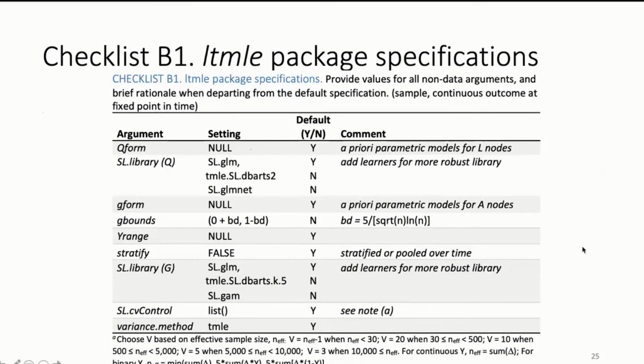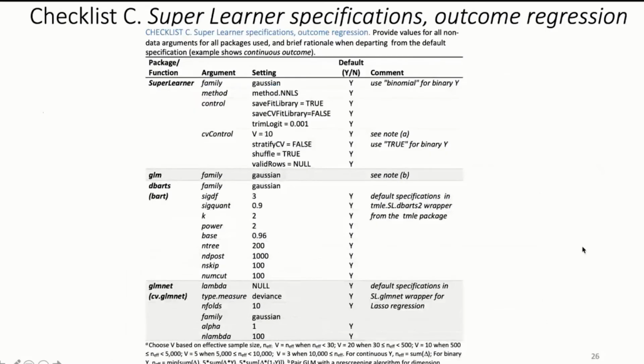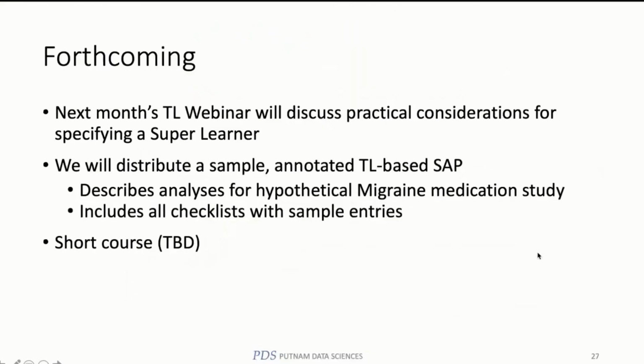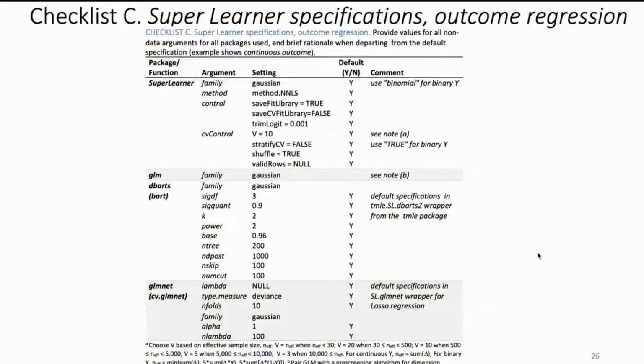Okay, the next checklist is how you might use SuperLearning for an outcome regression. It's got different arguments, different settings, different defaults, different things to talk about. And it's all there. And then we would also have similar checklists for the propensity score modeling and the censoring probabilities, and the probabilities for all of those A nodes, or what we also call the intervention nodes.